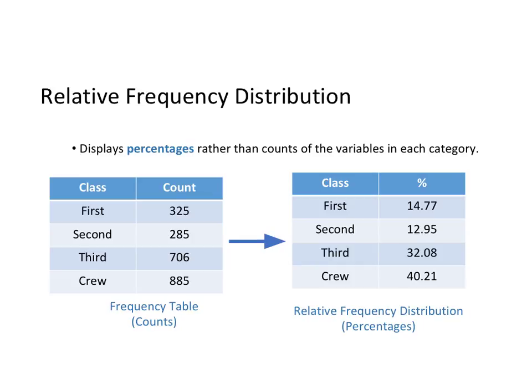Remember, a relative frequency distribution displays percentages rather than counts of the variables in each category. So the table on the left side is your frequency table. It is in counts. The table on the right side is a relative frequency table, meaning it describes the percentages.